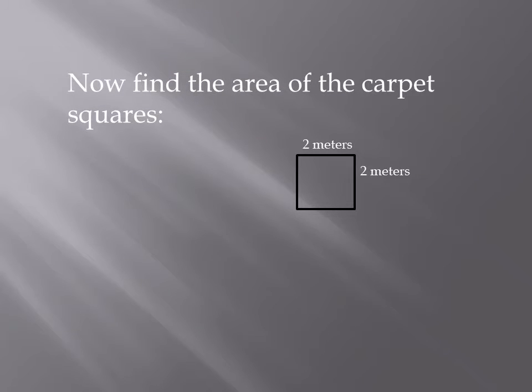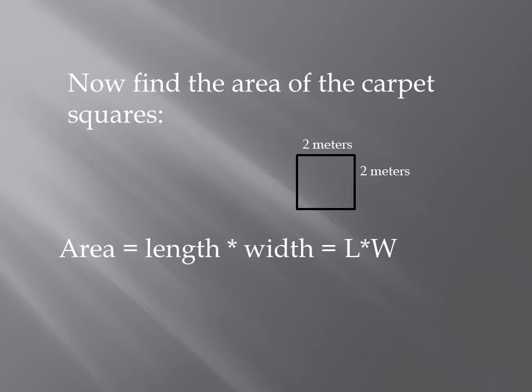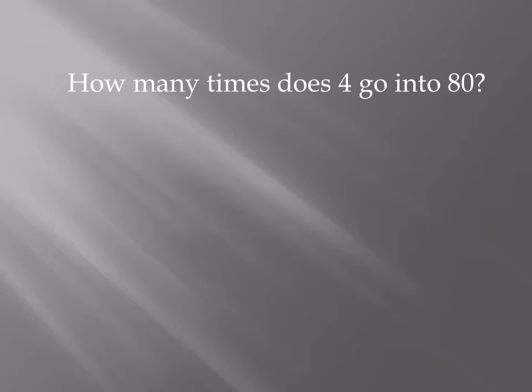Now we need to find out the area of each carpet square. So each carpet square is 2 meters by 2 meters. So again, we find the area by calculating the length times the width. And in this case, it's 2 meters times 2 meters, which is 4 meters squared. Now, to find out how many carpet squares we need, we find out how many times 4 goes into 80. So 80 meters squared divided by 4 meters squared is 20. So that means we're going to need 20 carpet squares to cover our floor.